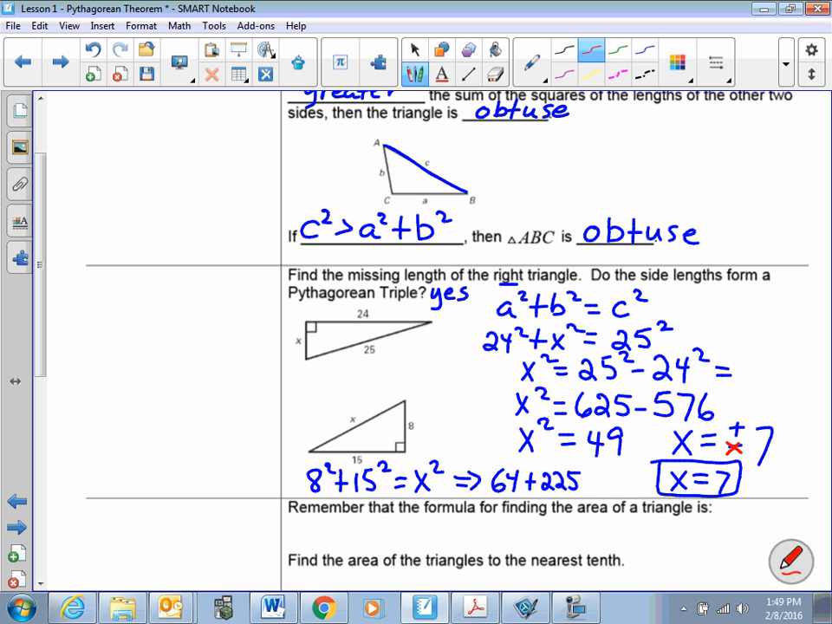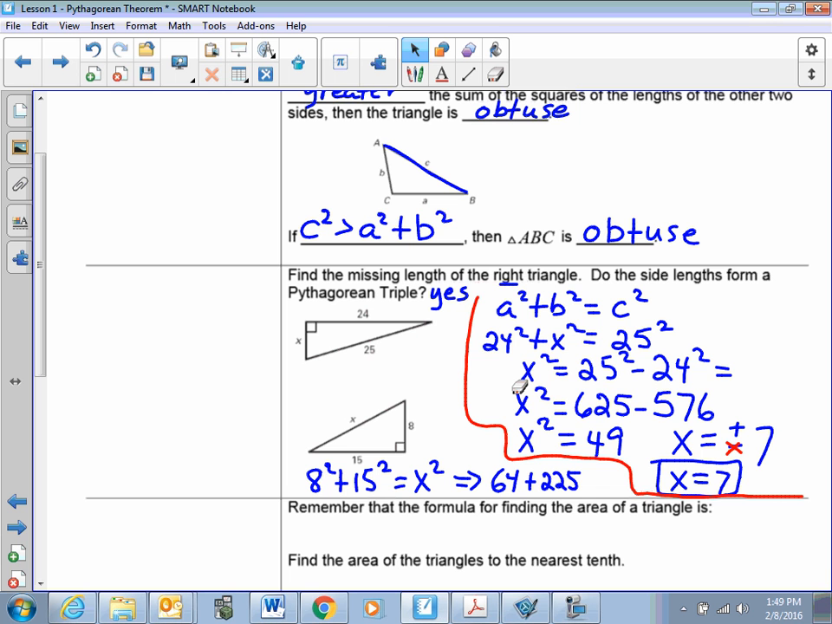I guess I took too much room up doing this one. So we'll try to squeeze it in here. I know since you're at home, you're probably using your calculator anyway. So let me just come down here a little bit.